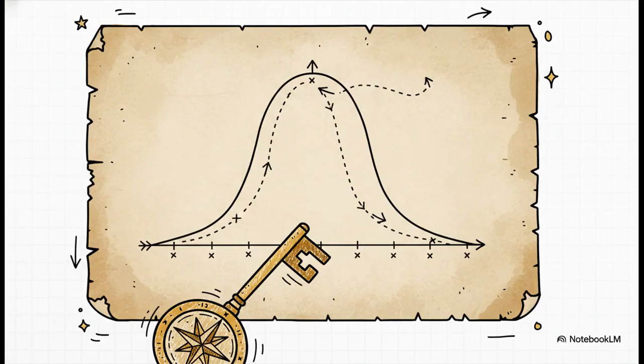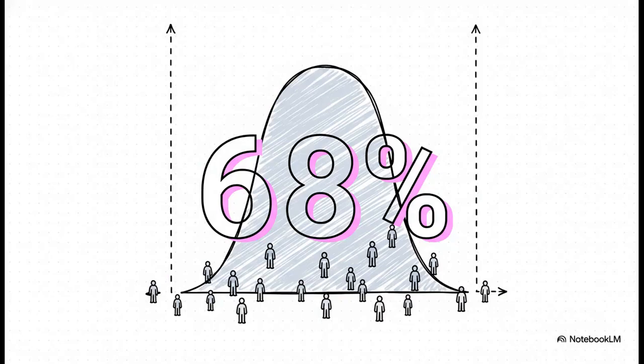So, how do we actually read this hidden pattern? Well, we use this amazing key called the empirical rule. It sounds fancy, but it's a super simple guideline that tells us exactly how our data is spread out along that bell curve. Think of it as our secret decoder ring for the population's data. So here's the first part of the code.